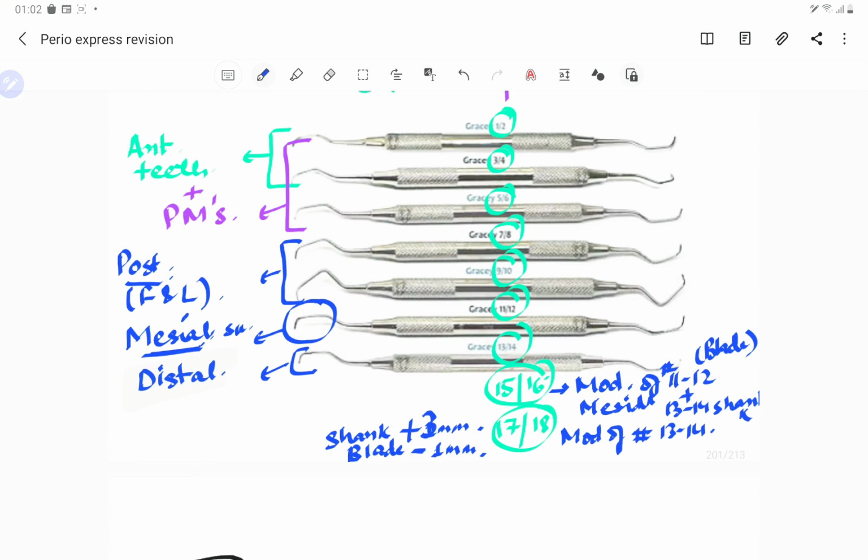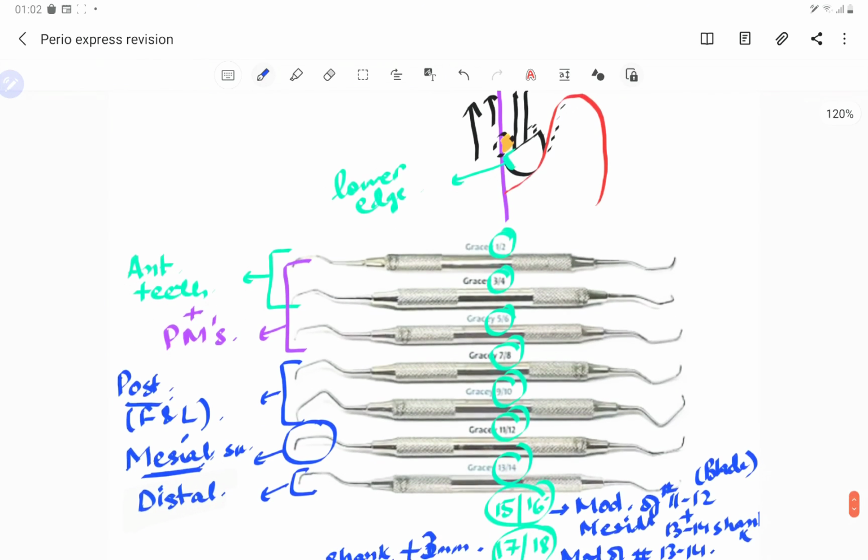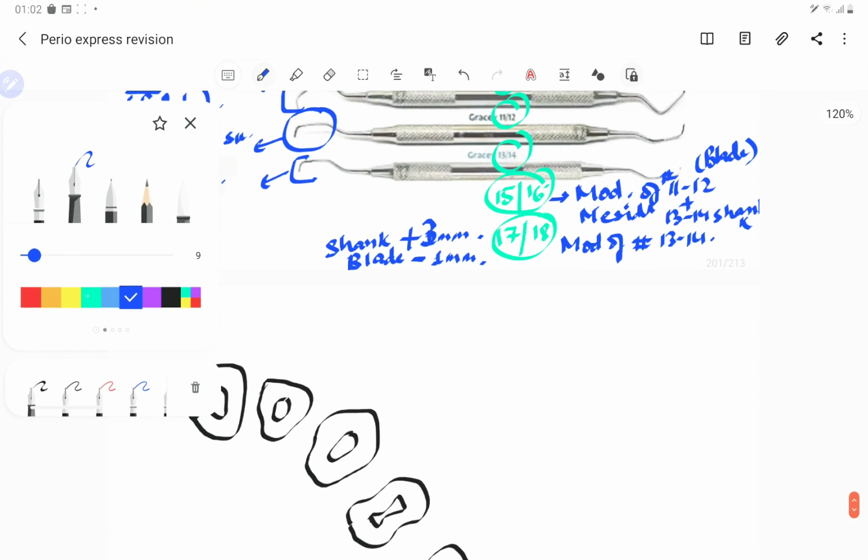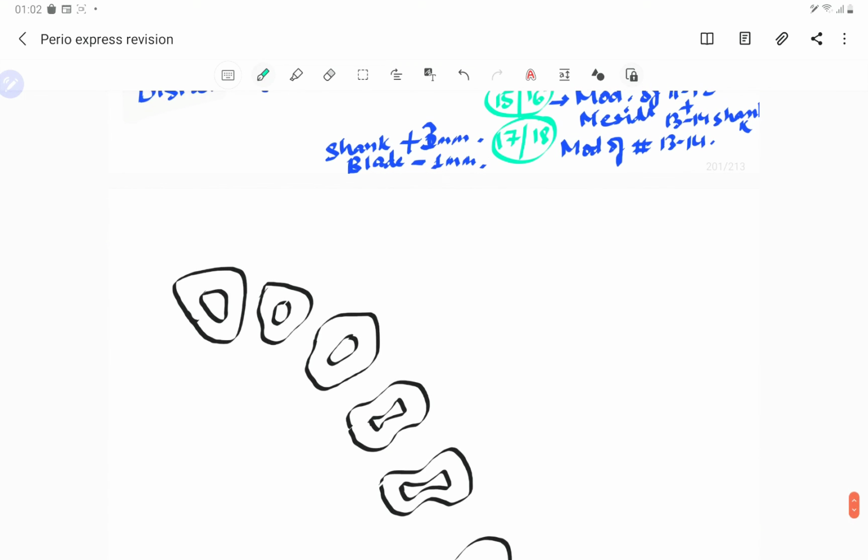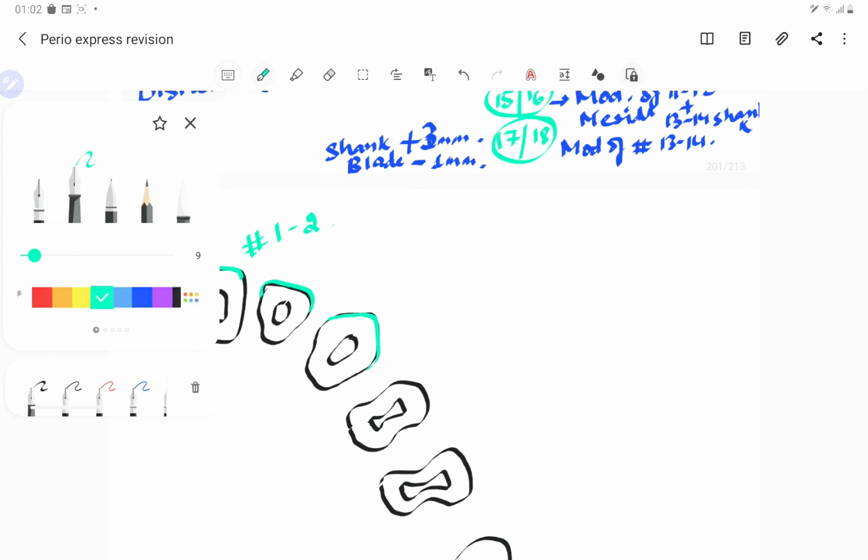So let's just draw in the diagram over here. The first one we made in the green color. So we are talking about 1 and 2, right? So 1 and 2 are the anterior teeth, facial tooth region, right? So this is the 1 and 2, anterior teeth and facial tooth surfaces for the anterior teeth. So canine to canine, this is 1 and 2. And 3 and 4 are the palatal surfaces.